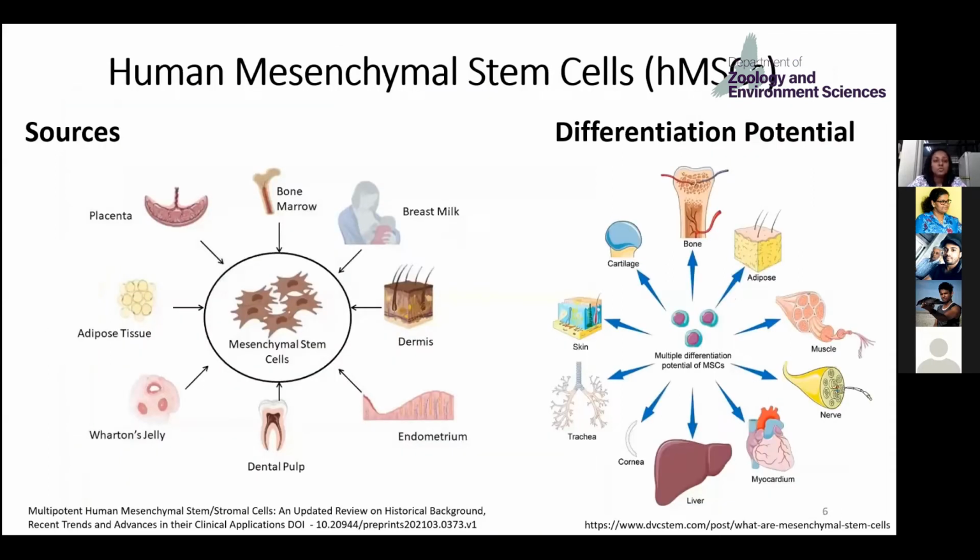So moving on to the focus of our review, we focused on human mesenchymal stem cells, which are a part of multipotent stem cells, and they are also categorized as adult stem cells. These can be isolated from a number of tissue sources such as bone marrow, breast milk, dermis, endometrium, and so on, as shown in the picture, and their differentiation capacity is so wide, so they can be differentiated into bone cells, fat cells, cartilage, skin, and many more types of cells.